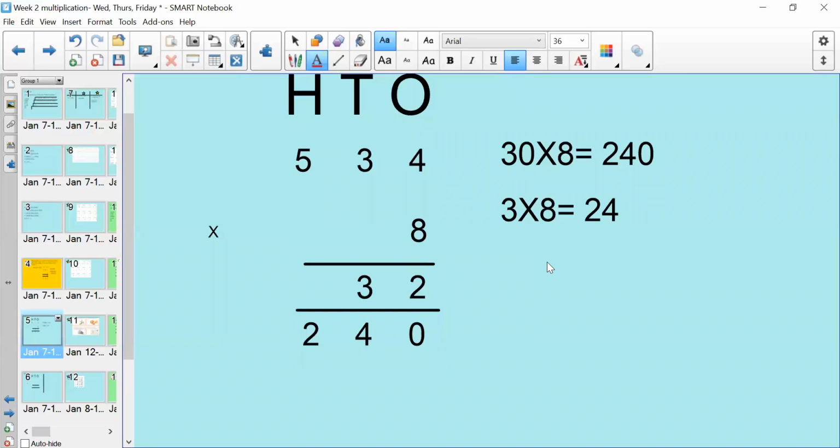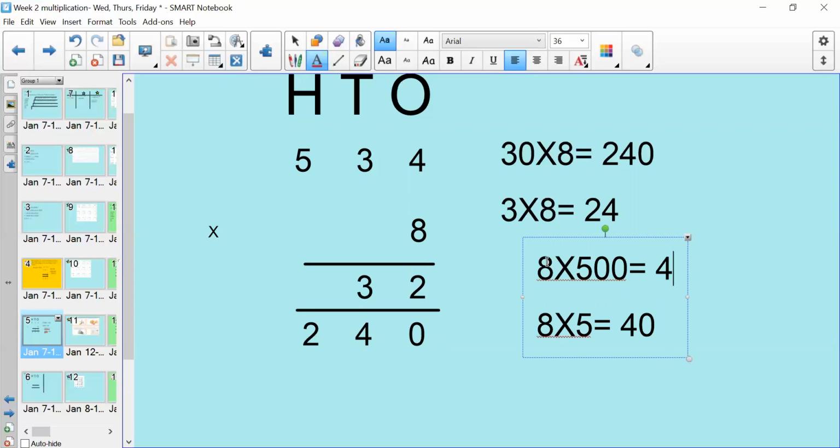So we've got 8 times 500. So we can use our known fact of 8 times 5 to help us. So 8 times 5 is 40. So therefore, 8 times 500 will be 4,000. So this is where we now have to add a new column, our thousands column. So we could add that up there. And then 4,000 will go in the last row.